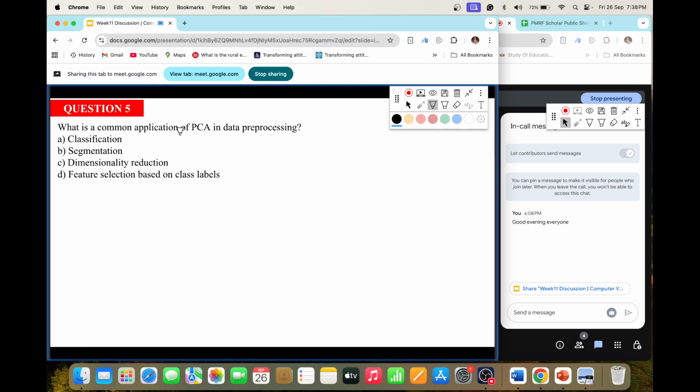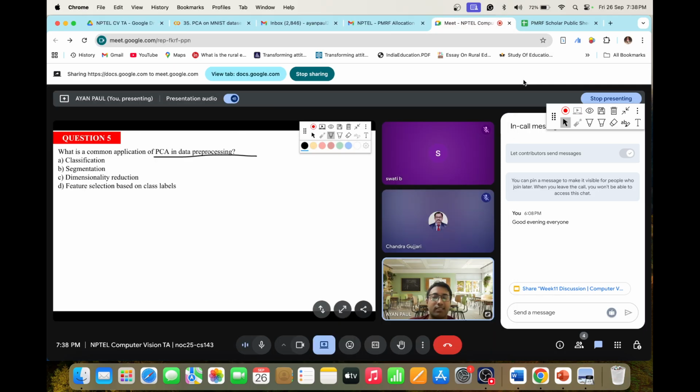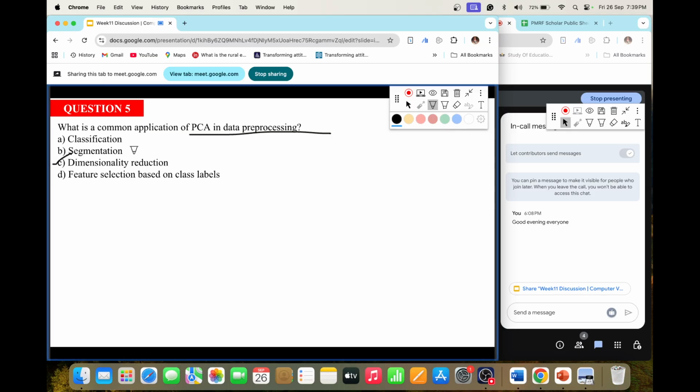Now question number 5: what is the common application of PCA in data processing? Option A, classification; B, segmentation; C, dimensionality reduction; option D, feature selection based on class labels. Any guesses for this? Common application for PCA? Come on. It is used for dimensionality reduction, right? Very easy. PCA is used for dimensionality reduction. Option C is the correct answer.